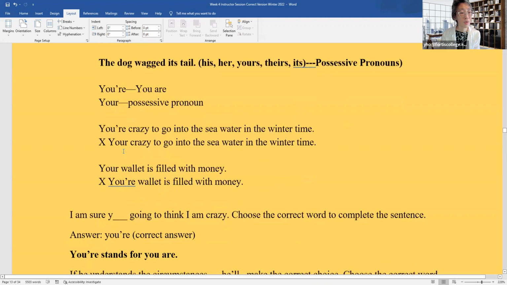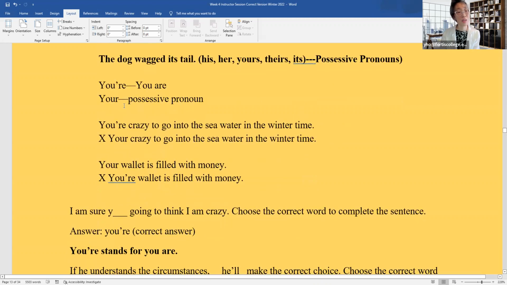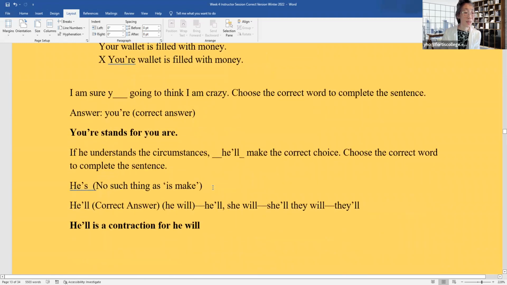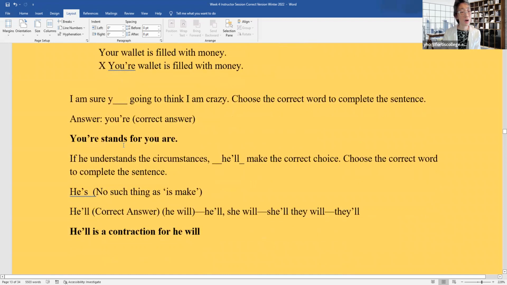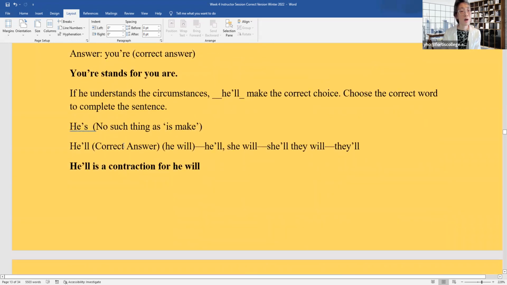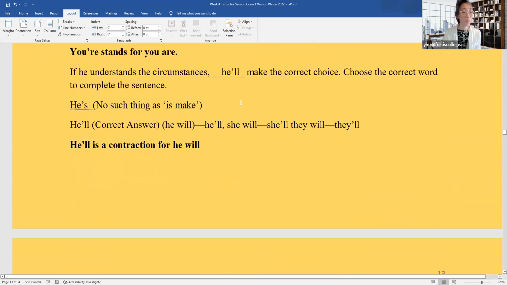So here on the quiz, you would have the difference between you're and your. You don't say "you are crazy to go into the seawater," and you don't say "you are wallet is filled with money." Okay, so this one is easy. And here, is it going to be you're or your? Here it's you are. And if he understands the circumstances, he'll make the correct choice. So he'll stands for he will.